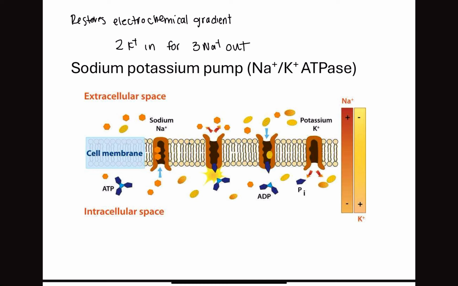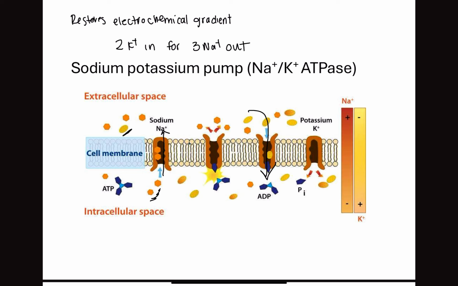So the first thing that we see when we're looking at this figure is ion movement. We're seeing our sodium ions being transported out of the cell. Our sodium ions start here in the intracellular space, go up this protein, and leave the cell into the extracellular matrix. And we're also seeing that potassium, the yellow ones, is being pumped in.